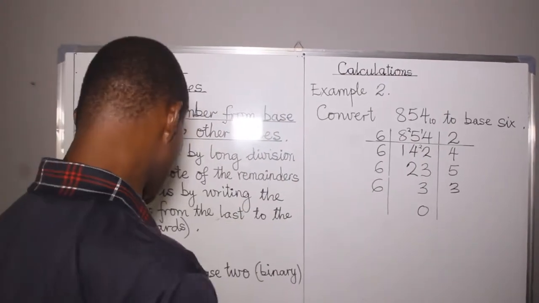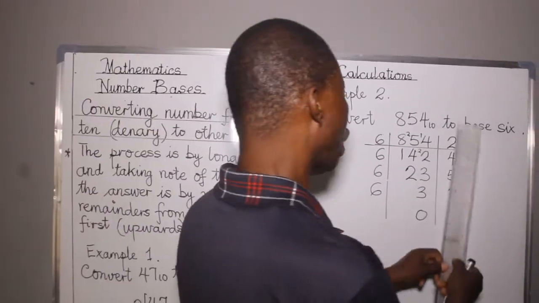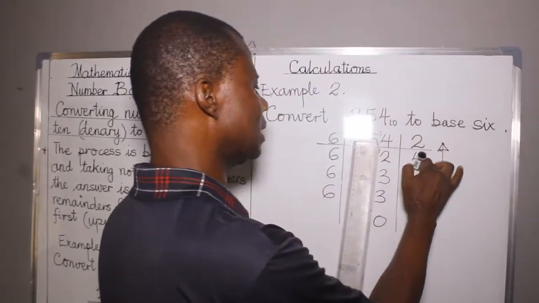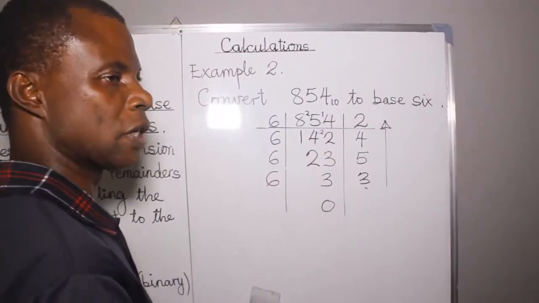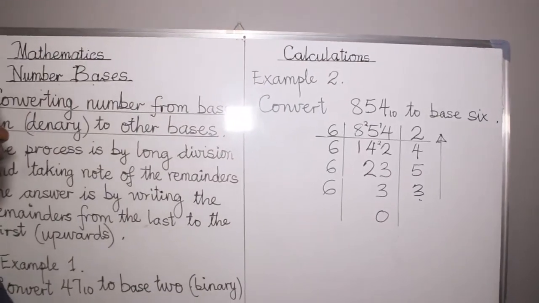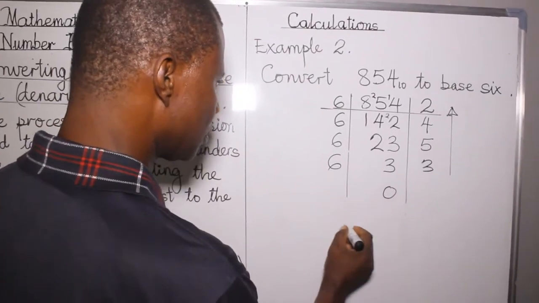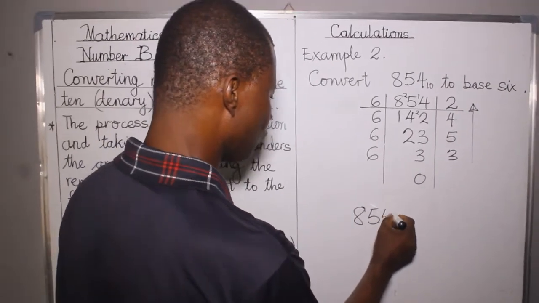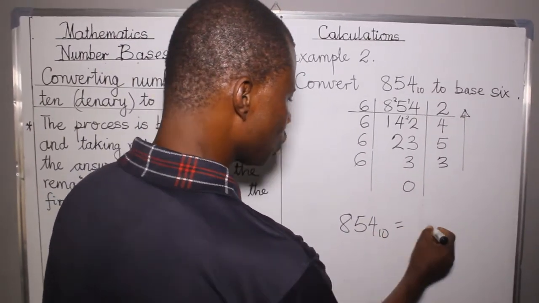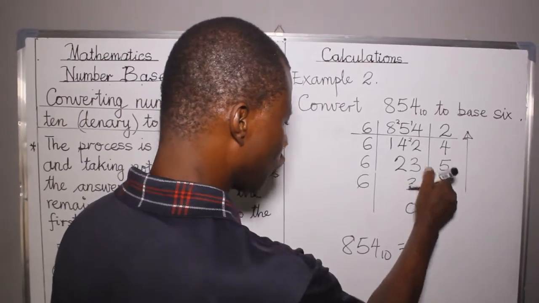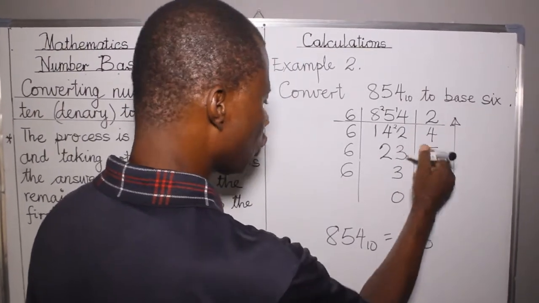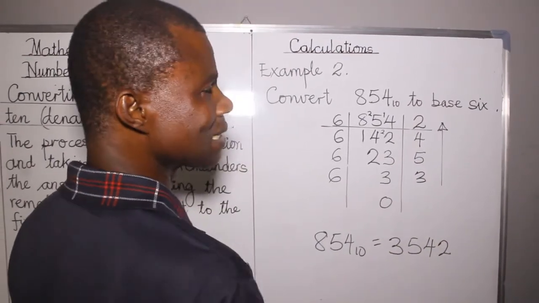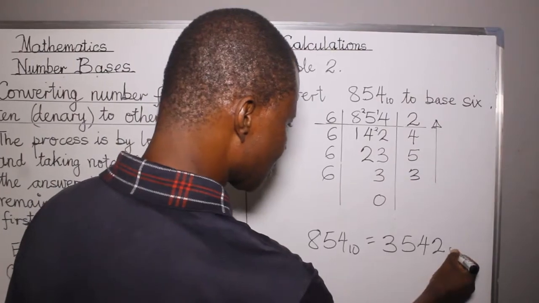The next thing is to align the remainders upward. That is, from the last to the first. And how do you do that? First number, 3. So you now say 854 base 10 is equal to 3, this is the first number, followed by 5, followed by 4, followed by 2. Now which base is this? Base 6.